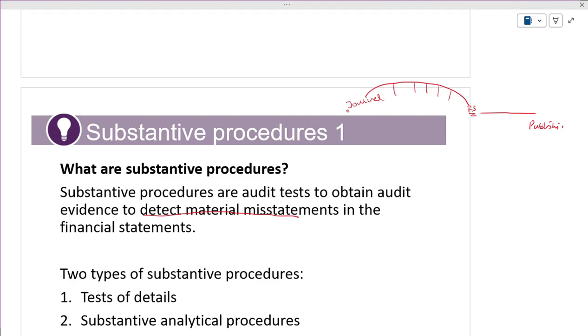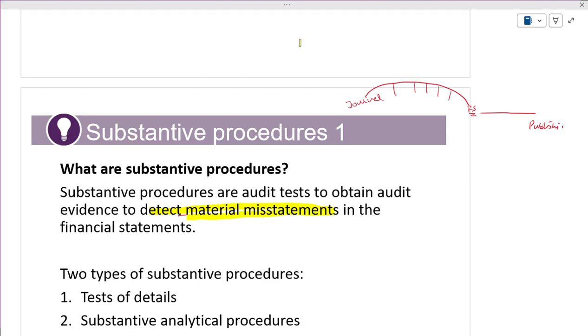Okay. Now, what does substantive mean? You should get as much information as possible. One event, multiple evidences. In a simple way, understand: one transaction, one balance, multiple evidences. To detect what? To detect the material misstatements.